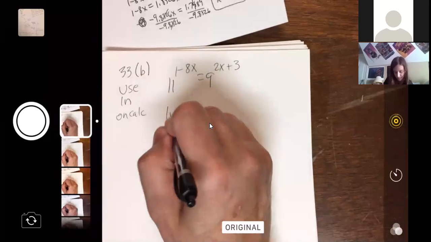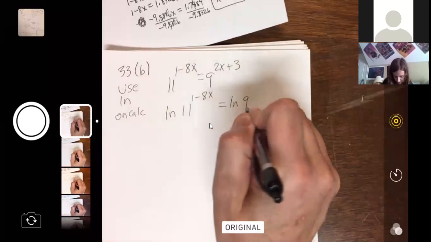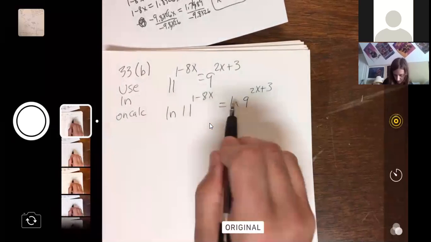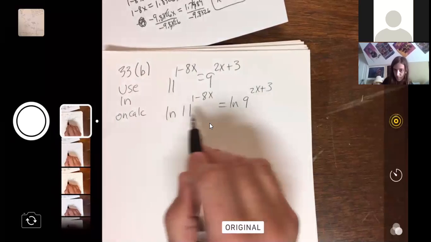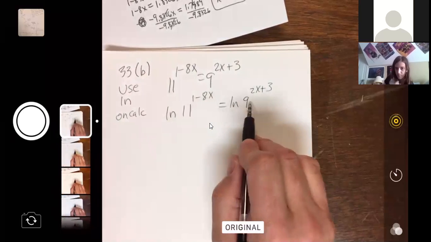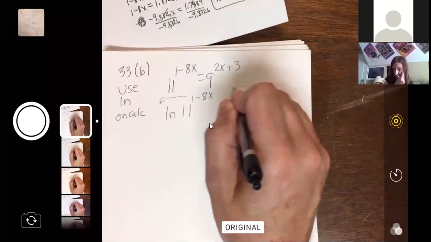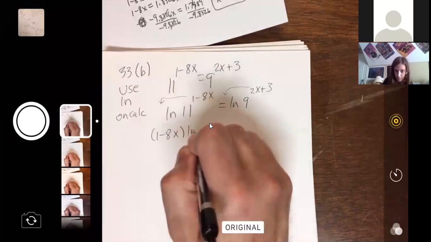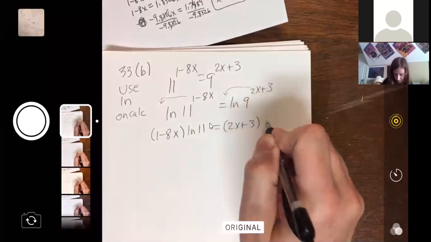So I use ln of 11 to the 1 minus 8x equals ln of 9 to the 2x plus 3. And you realize that they don't directly undo, right? Base e doesn't undo base 11, and base e does not undo base 9. So you put these exponents in the front, with the parentheses because it's multiple pieces. 2x plus 3 times ln of 9.